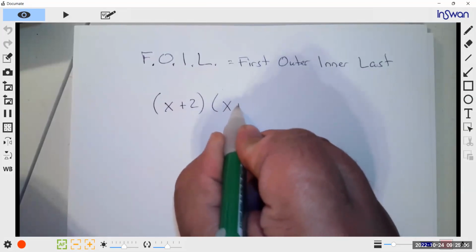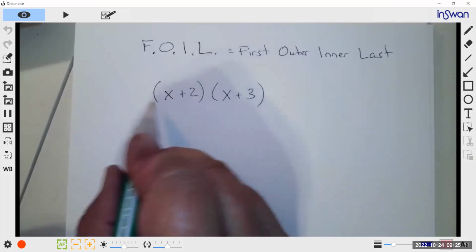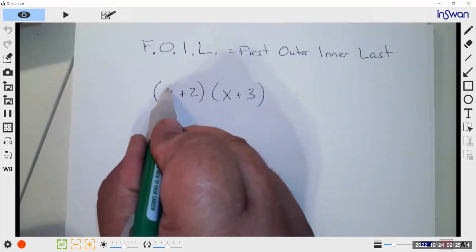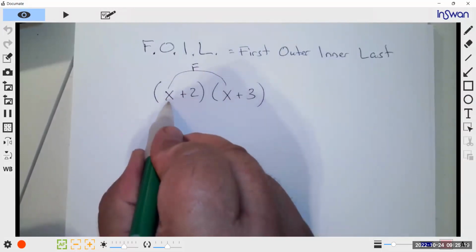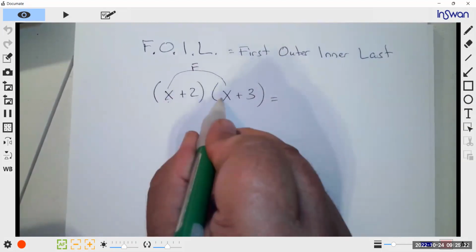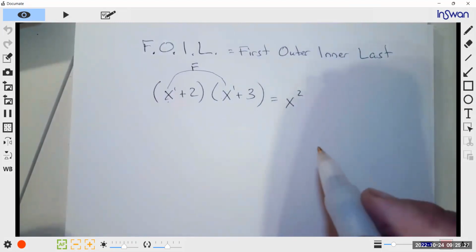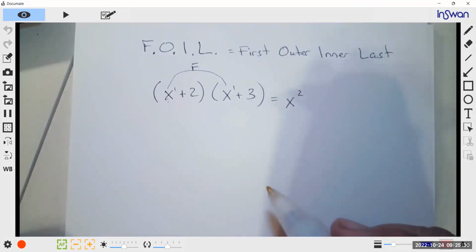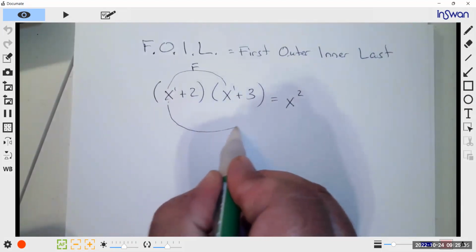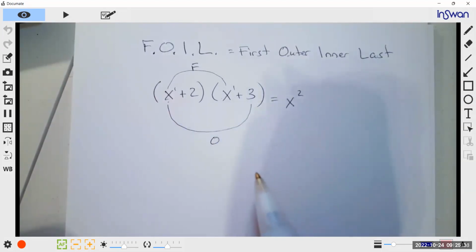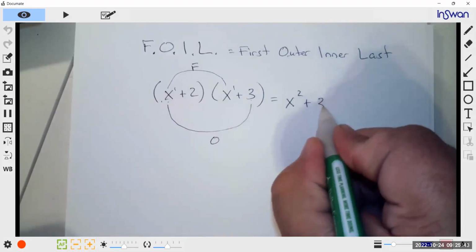So we have two binomials, x plus 2, x plus 3. So the first terms, in my binomials, that's my first terms. X times x. There's one x here, one x there. I change the exponents. Whenever you multiply variables, you change exponents. Now the outer ones. So these are the outer ones. Positive and positive is a positive. 3 times x is 3x.